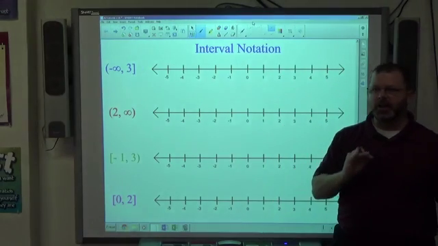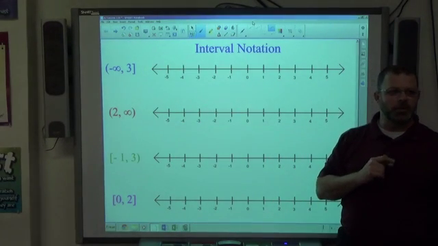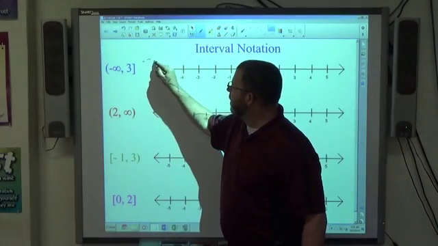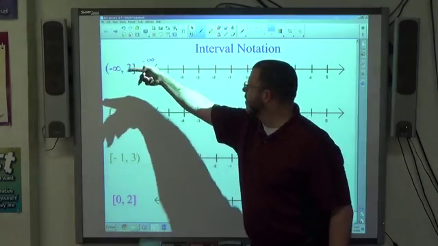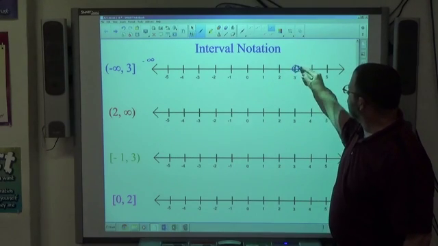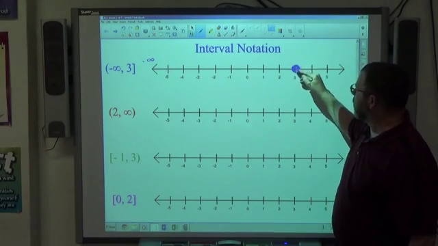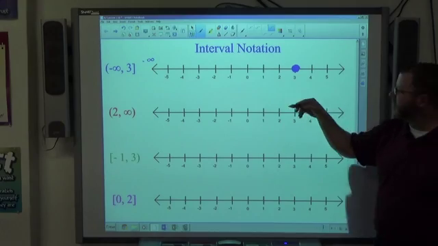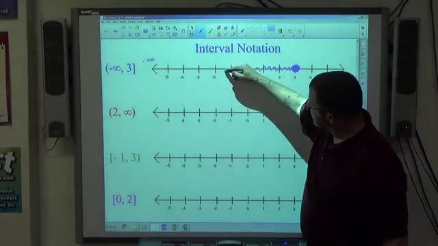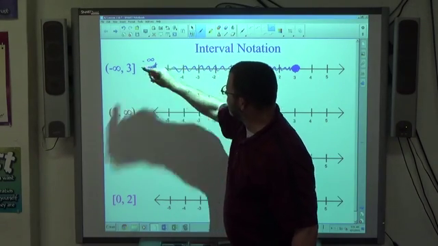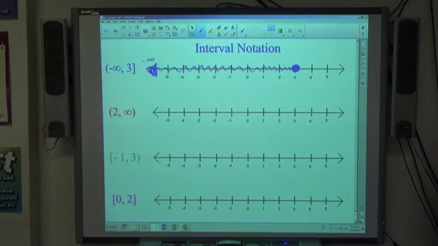A parentheses means do not include this number. A bracket means include this number. So if I want to graph negative infinity to 3, and negative infinity is all the way down that way, 3 is right here, all right? The 3 has a bracket, and I want to include 3 in my answer, so I'm going to put a closed circle to represent that bracketed 3. And I want to go all the way down to negative infinity, so I would shade off this direction and shade my arrow to demonstrate it goes on all the way to negative infinity, like so. So interval notation, negative infinity to 3, bracket means that.